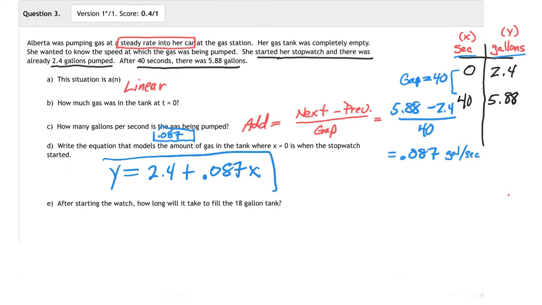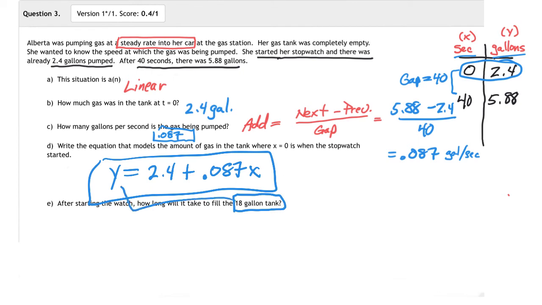That's my equation. Now, it does ask in part B how much is in the tank at t equals 0. That's already right here. That's your starting value of 2.4. So therefore, I'll put 2.4 gallons when the thing first started. Now, how long will it take to fill the 18-gallon tank? In this case, I have to think about where I want to put this 18 gallons. That is my y value. So I'm going to put that in for y.